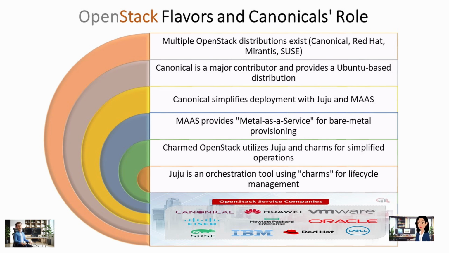Interesting. So putting it all together, when we talk about charmed OpenStack, is that just deploying OpenStack using these Juju charms, probably with MAAS underneath? Precisely. That's exactly what it means. Charmed OpenStack is the term Canonical uses for deploying and managing a full OpenStack cloud environment using Juju charms.